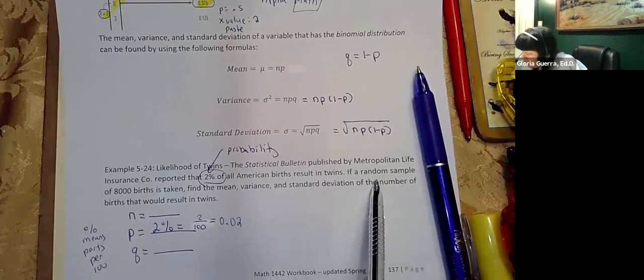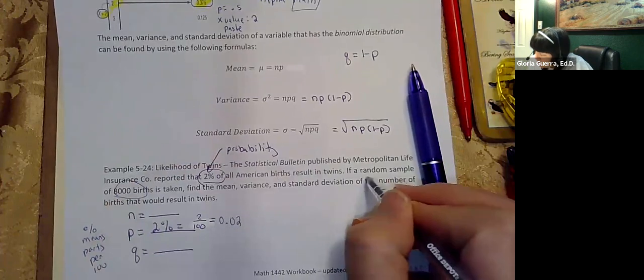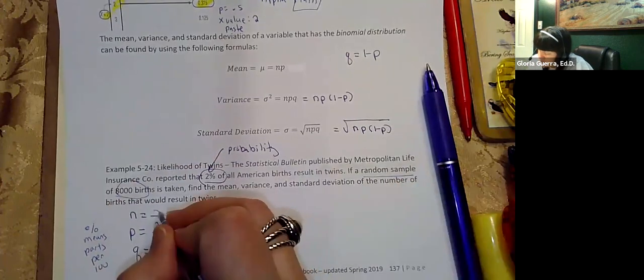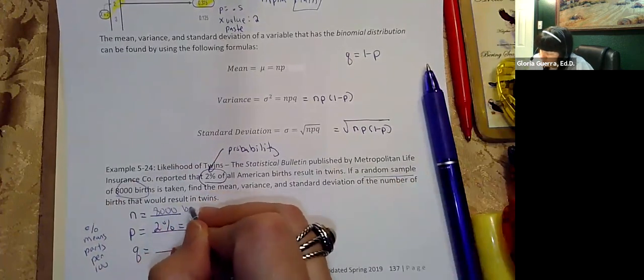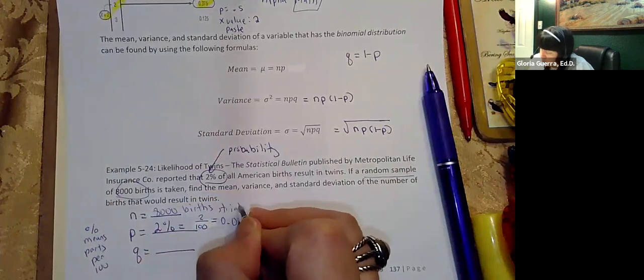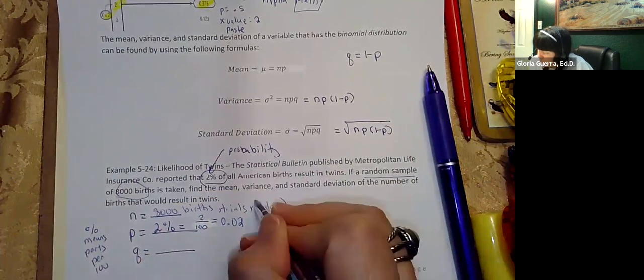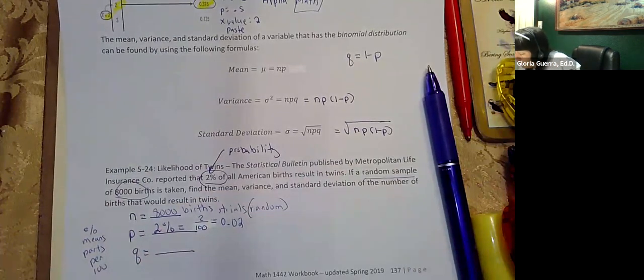If a random sample of, wow, 8,000 births. Okay, there's your keyword, random sample. So it's 8,000 births. So those are your trials. And the keyword is random, right? Find the mean, find the variance, and find the standard deviation.